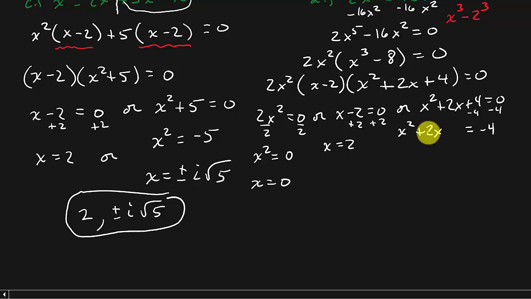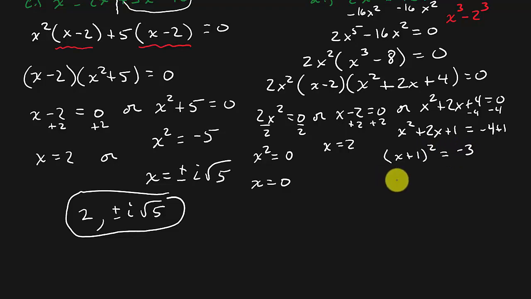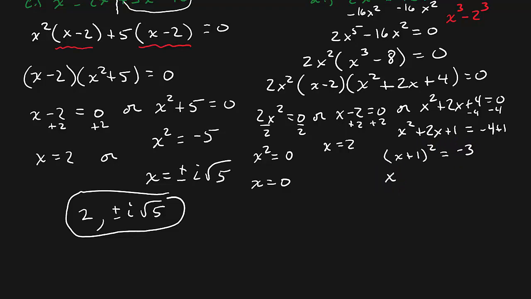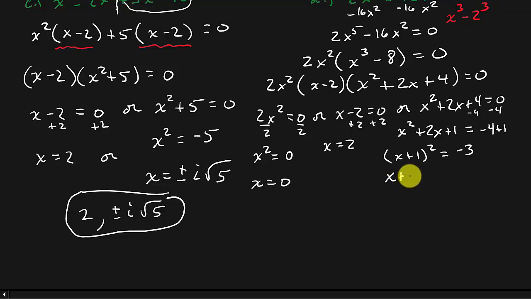And so now I half the 2, that's 1, and then I square the 1, and that's 1. So I'm going to add 1 to both sides. And so remember, this is x plus 1 squared equals -3. So x plus 1 is equal to plus or minus i square root of 3.